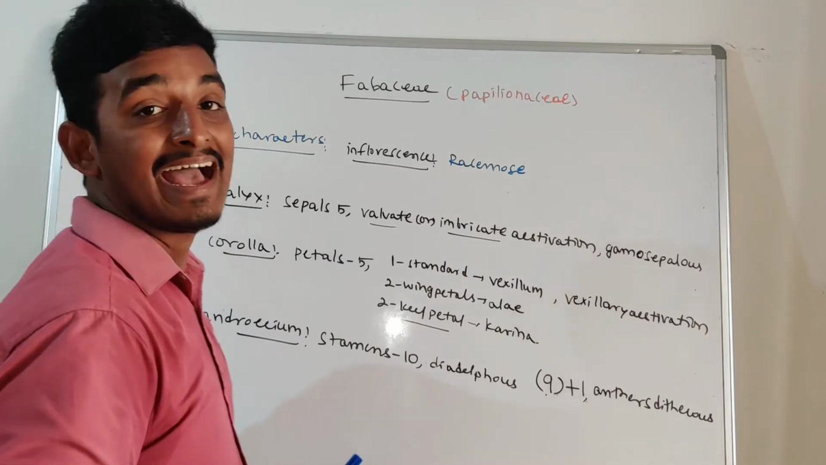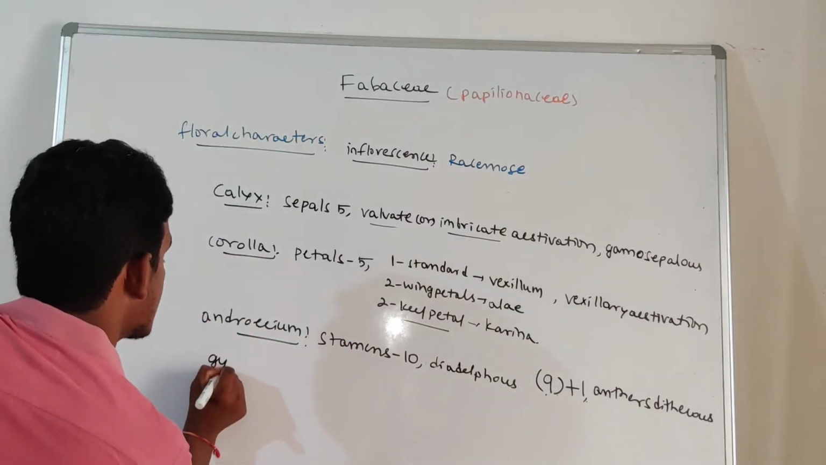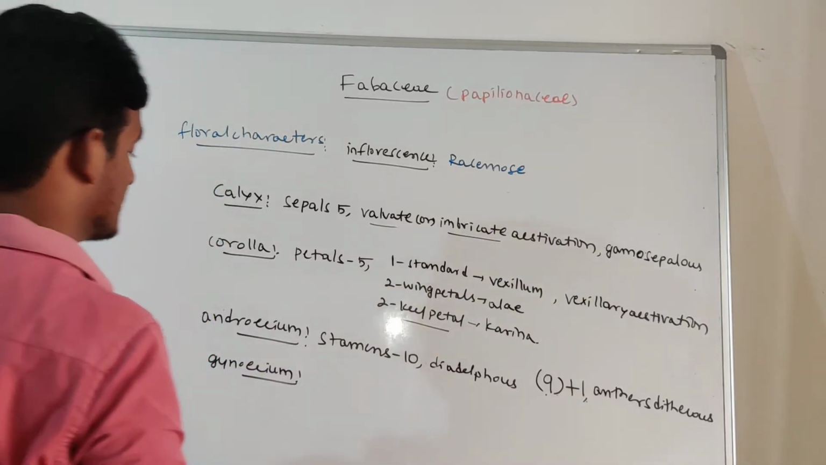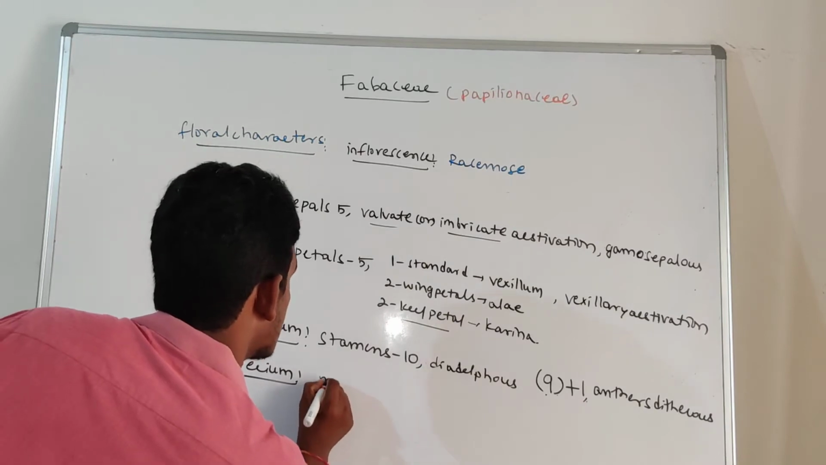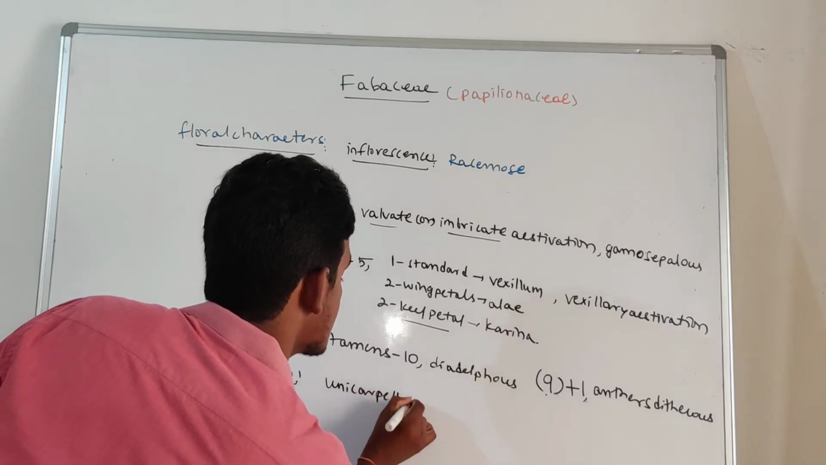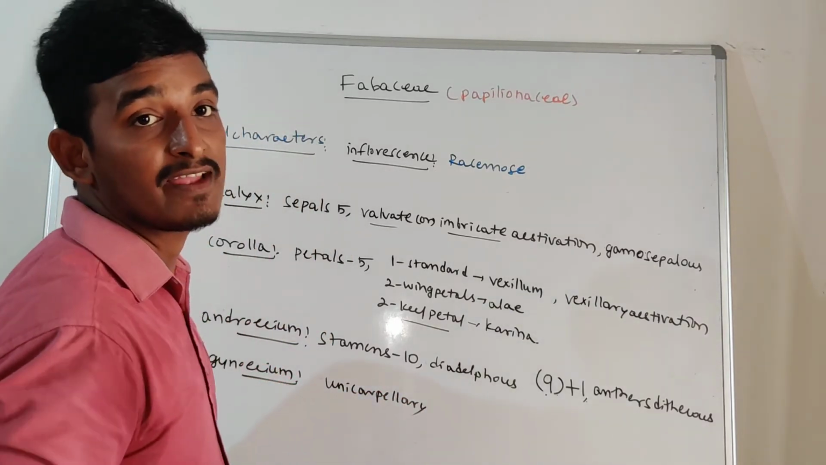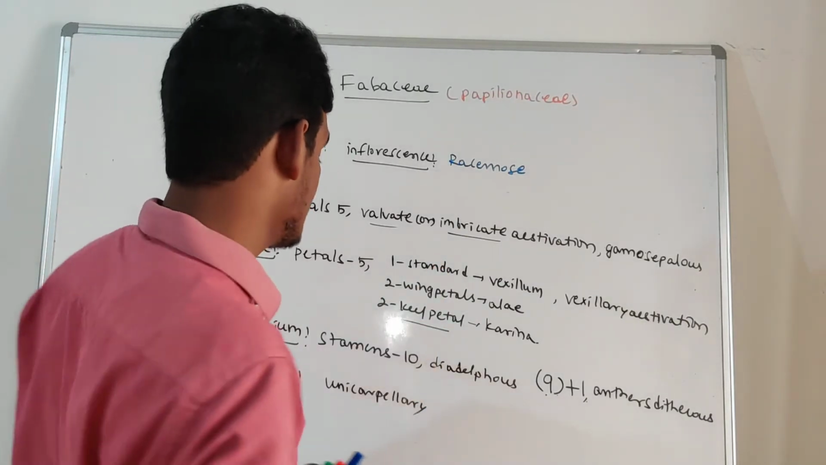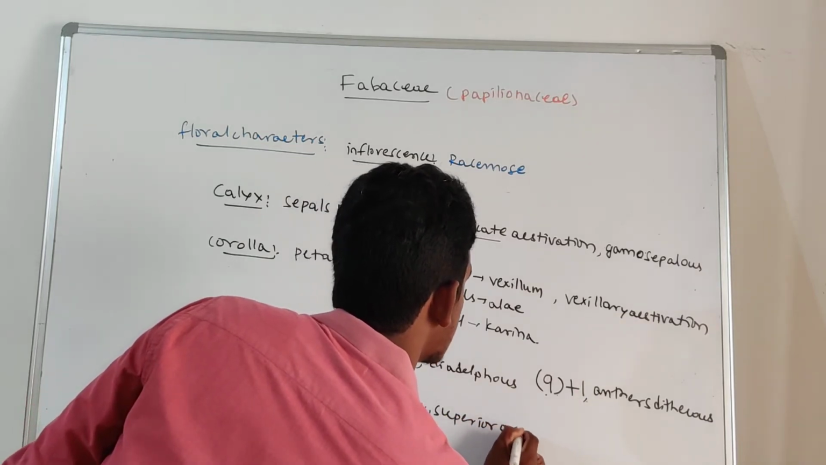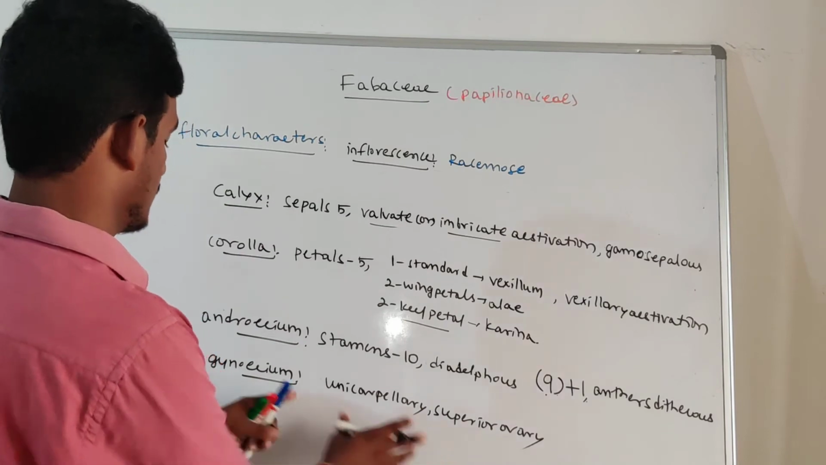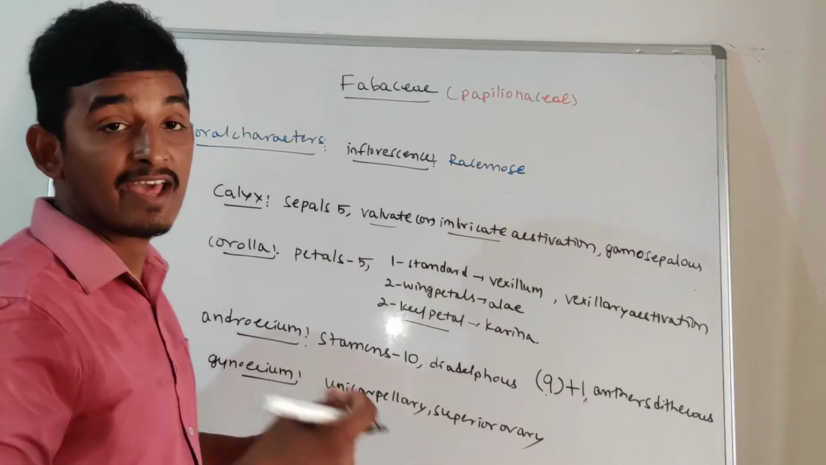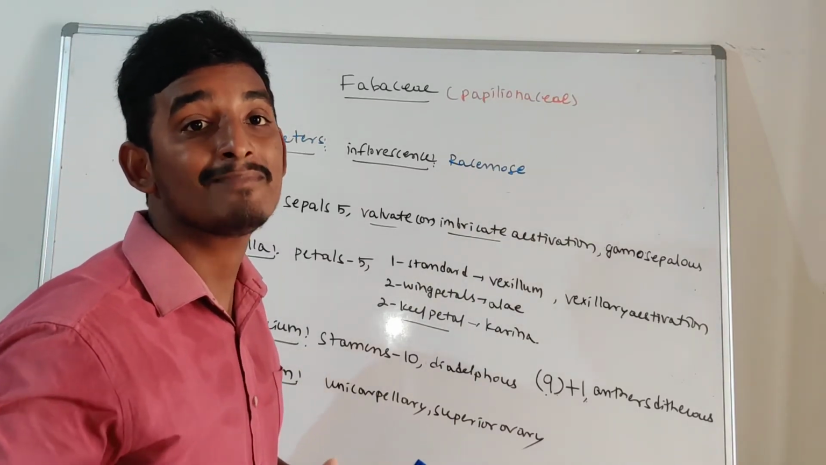Right, so it is about androecium. So later about gynoecium. Here the gynoecium is unicarpellary, having a single carpel. The position of the ovary is a superior ovary, right? Generally in the gynoecium, the ovules are arranged in a marginal placentation, right?